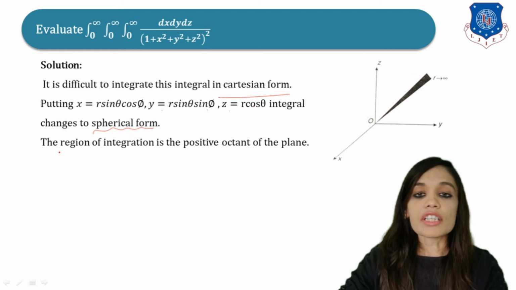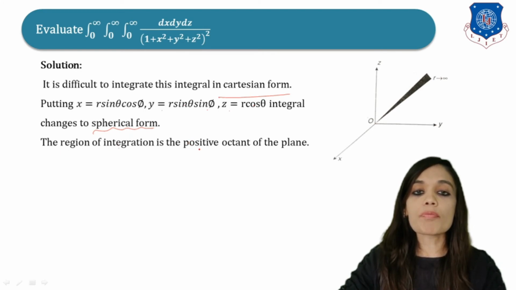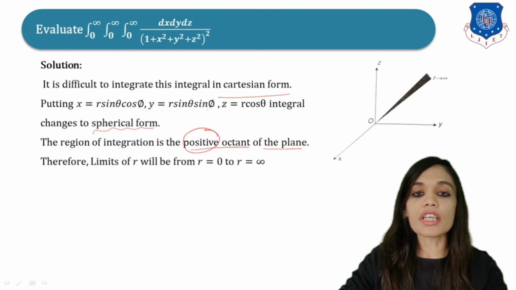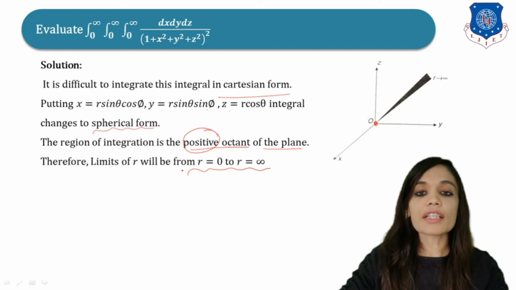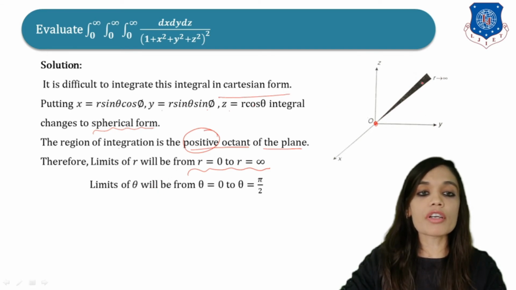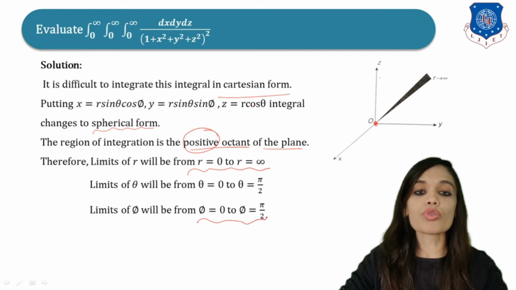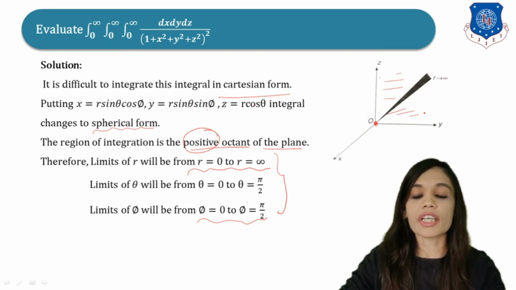Now, the region of integration will be in the positive octant of the plane. Why are we saying this? Because our limits are from 0 to infinity, so this octant will be a positive octant. Now the limits of r will be 0 to infinity. Then the limits of theta will be 0 to pi by 2, and the limits of phi will be 0 to pi by 2. We have these limits because our region of integration is only the first octant.